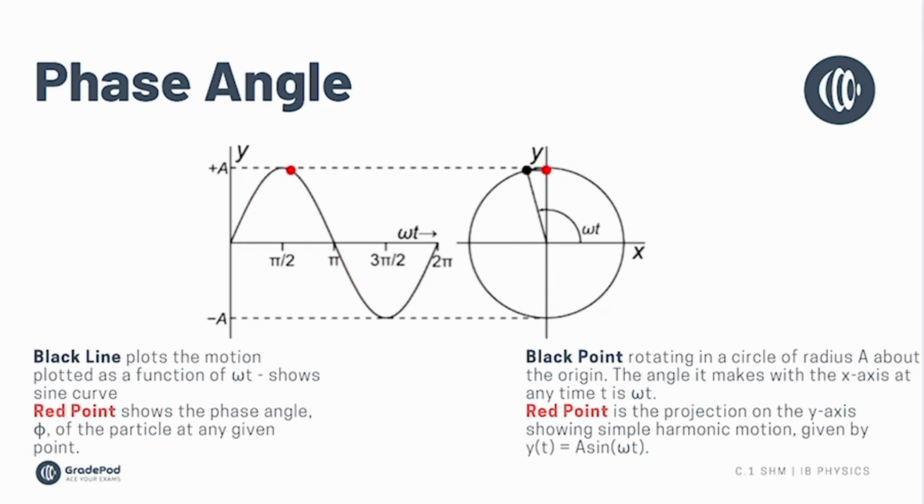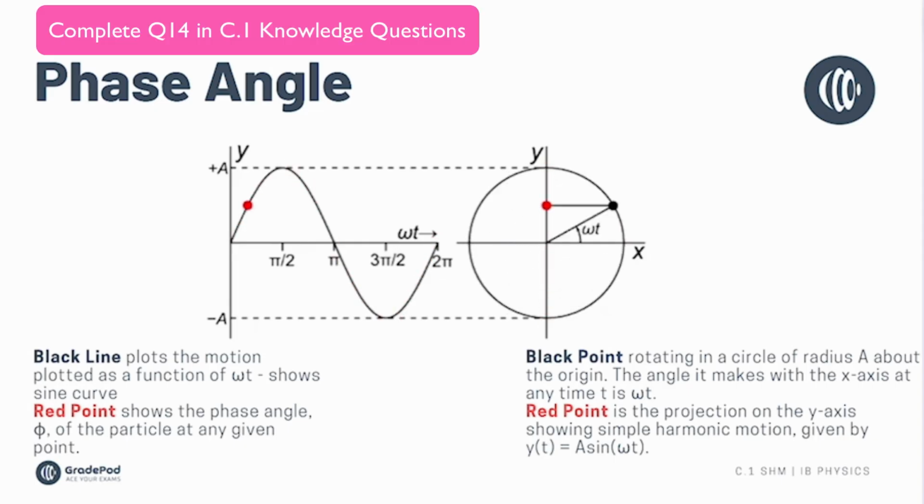Can you see that the red point on the right-hand side of the animation is falling in line with the red point on the left-hand side of the animation? What's happening on the left-hand side of the animation?